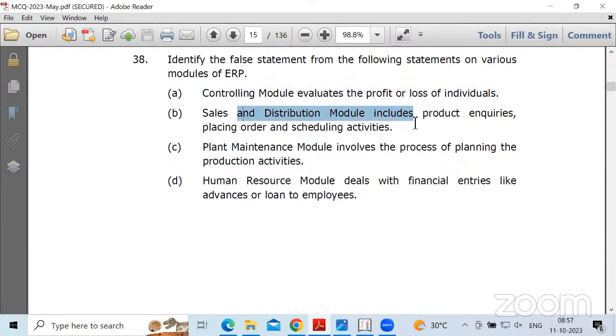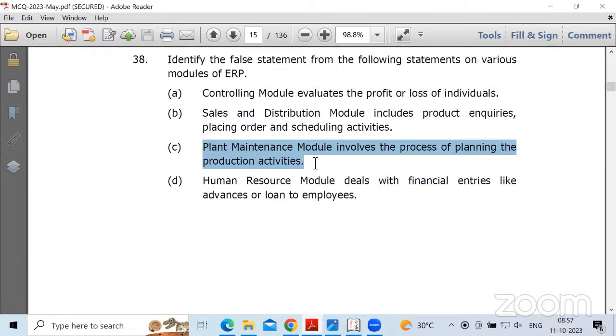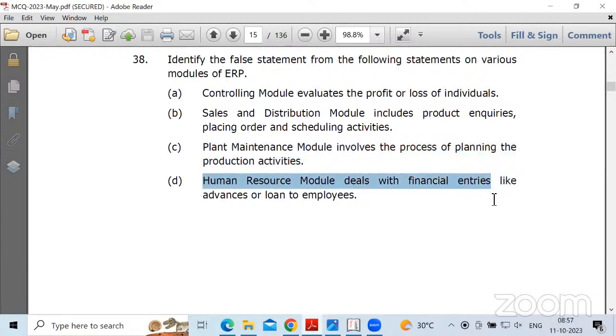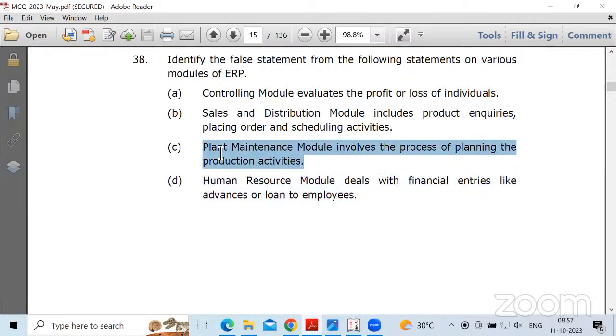Sales and distribution module includes product inquiries, placing orders, and scheduling activities. Plant maintenance module involves the process of planning the production activities. See, plant maintenance is meant for what? No, it is not production activities, it is maintenance activities. Therefore, it is not correct. HR module deals with the financial entries like advances, loans, or revenues. So the answer is C.